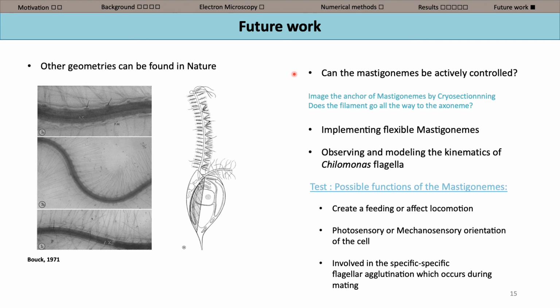It would also be interesting to study if the Mastigonemes can be actively controlled, so we would like to try cross-sectioning and see if the Mastigonemes can reach all the way to the axoneme. We would also like to implement flexible Mastigonemes and to study and model the kinematics of Chilomonas flagella to find an equation for their center lines. All of that would be to test their possible functions. We already showed that they affect the locomotion, but could they be involved in creating a feeding current, in sensing, or in mating?